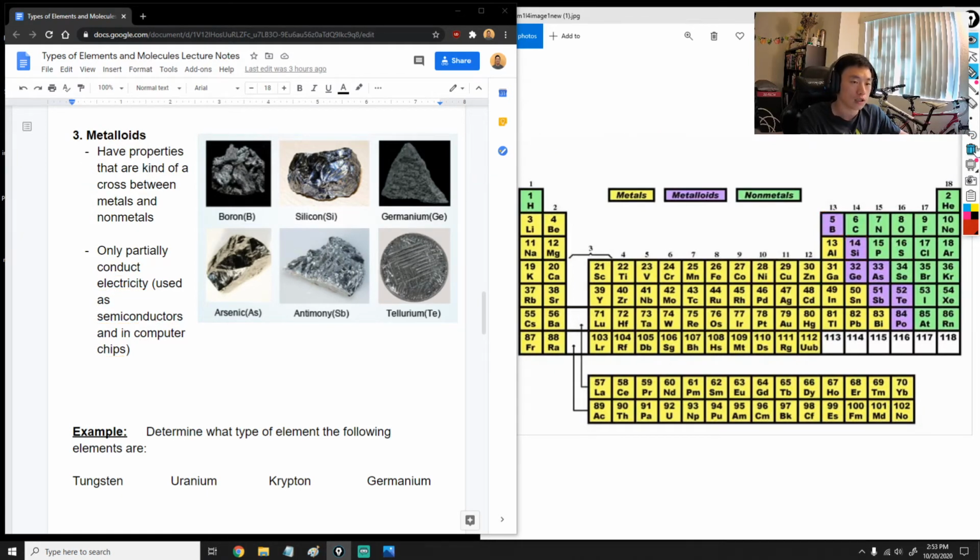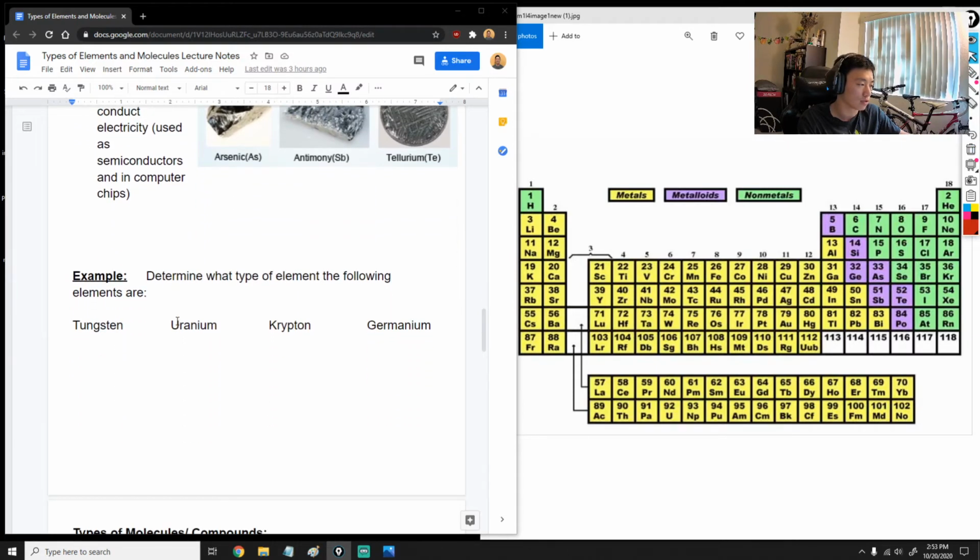All right, on your assignment today, you're going to have to figure out whether elements are metals, nonmetals, or metalloids. Very easy. So I have some examples. We have tungsten. Tungsten is right here, 74. It's W. And tungsten looks like it's yellow, so it's going to be a metal.